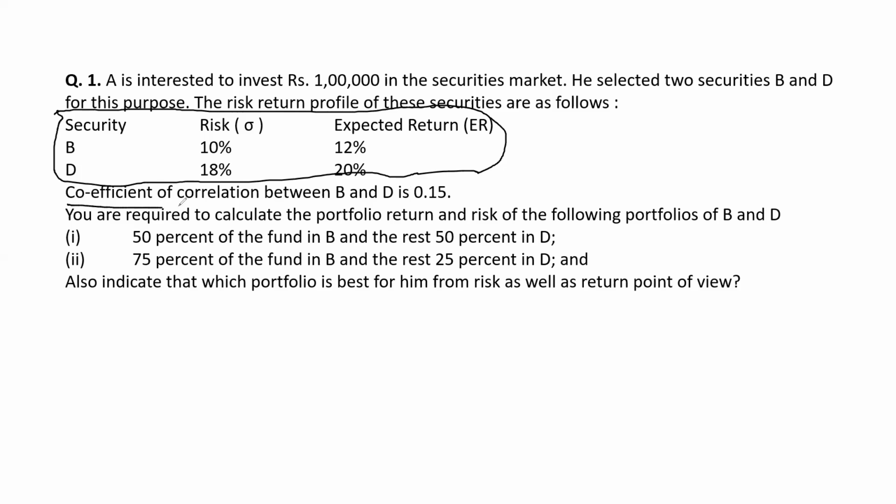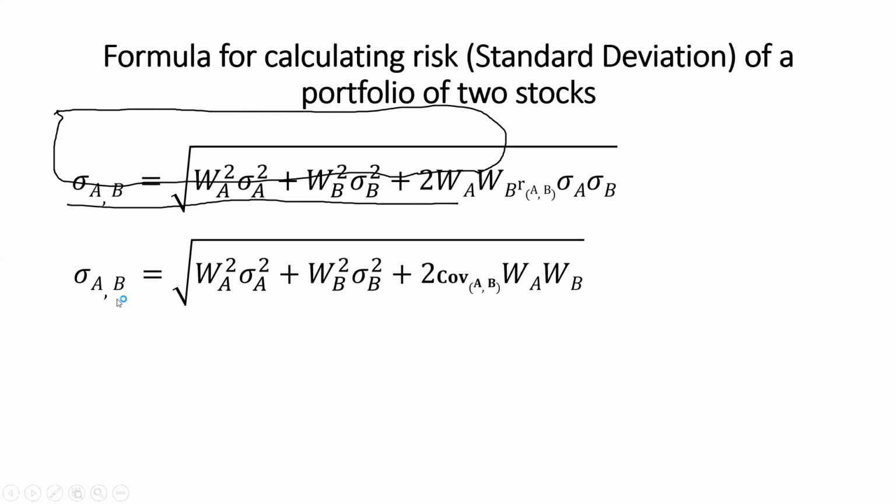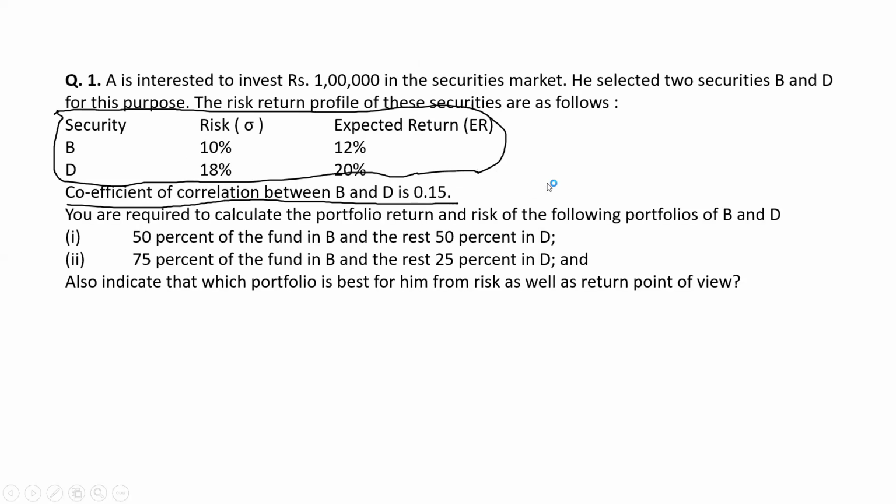Return and risk, as well as coefficient of correlation is given. Coefficient of correlation is given as 0.15. Correlation coefficient means R is given. Now you know when R is given, obviously we'll have to use the first formula wherein R between two stocks or two variables is given. So we'll be using the first formula. This one, first one. Okay. Then you are required to calculate the portfolio return and the risk.